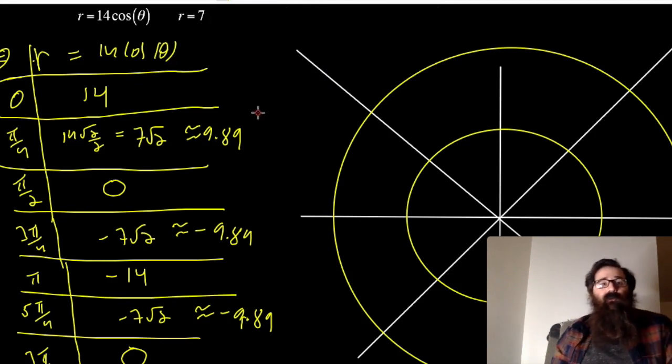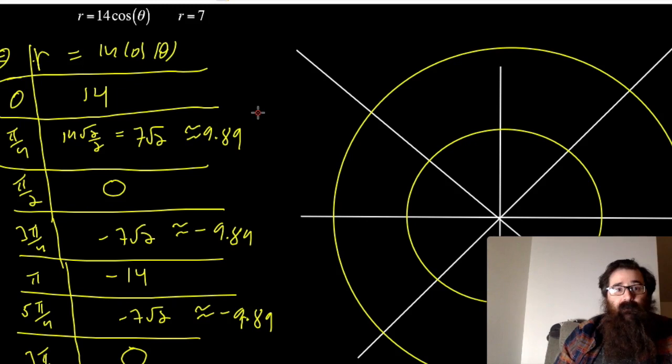Now, if I go and graph this 14 cosine theta curve, we'd say, well, at 0, it should be 14, which is all the way out on that larger circle. At pi over 4, we have about 9.89, so maybe roughly like here. Connect with a smooth curve. At pi over 2, we have 0, so that's at the pole.